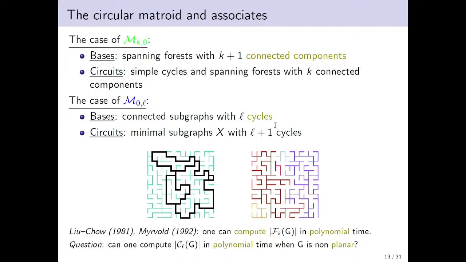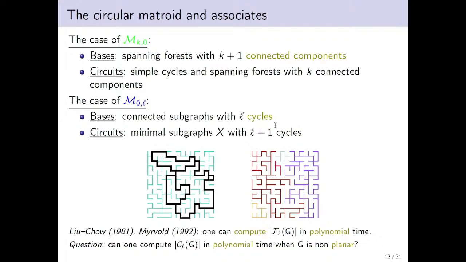A sort of dual, at least in the planar graph case, is connected subgraphs with a fixed number of cycles. Here we see a random subgraph of a square grid graph, which is connected. In black, I have represented basically the 2-core of this graph, and you see that it has 1, 2, 3, 4 cycles. I claim that if you fix some L and you look at all the connected subgraphs with L cycles, these are the bases of a matroid, and the circuits in that case are the minimal subgraphs with L plus 1 cycles.